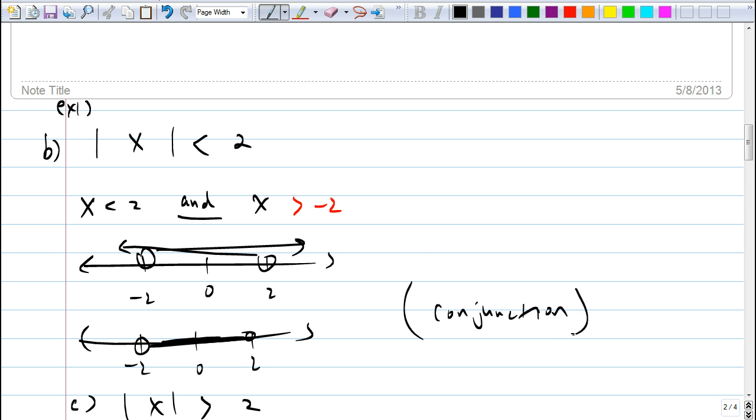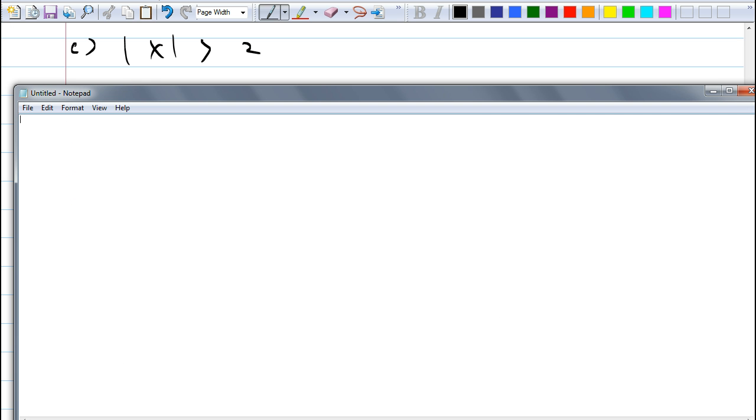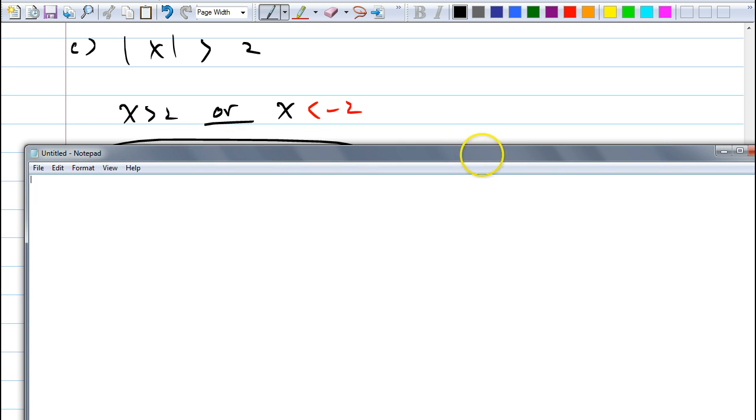Well, let's do another one where it's greater than. Okay, everybody go ahead and do this one here. Absolute value of x now greater than 2. Carolyn, can you tell me the two inequalities we get from this? You get x is greater than 2 or x is less than negative 2. That's right. So it's "or" this time because it's greater.